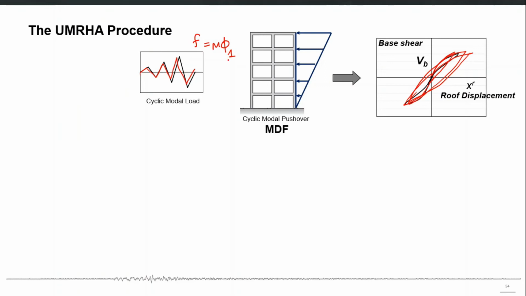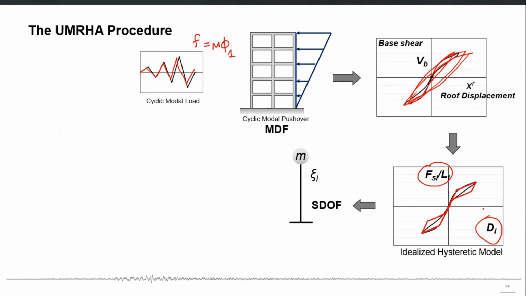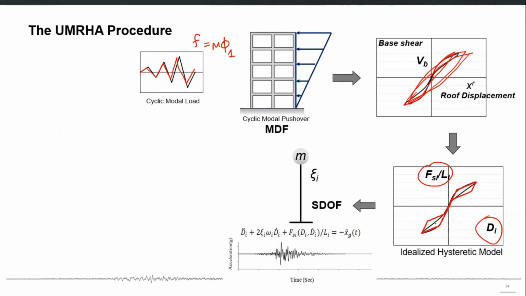This is called the modal inertia load pattern: mass times the mode shape vector. So we do it for a particular vibration mode and develop its cyclic pushover curve. We convert that cyclic pushover curve into force-deformation behavior, which can be assigned to a single degree of freedom system. Actually, we first have to idealize it, because we cannot give it exactly to a single degree of freedom system. We have to give it as a rule or an idealized hysteretic model. Then we give it to a single degree of freedom system.